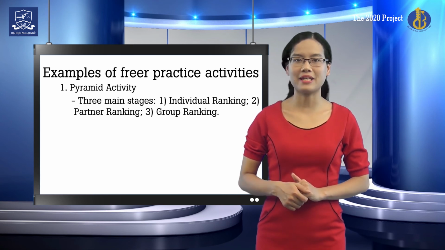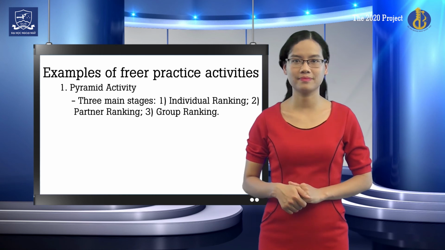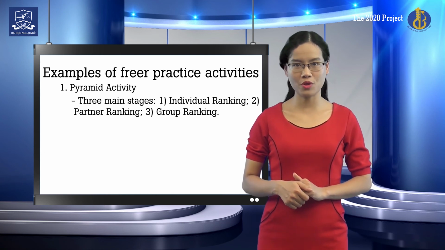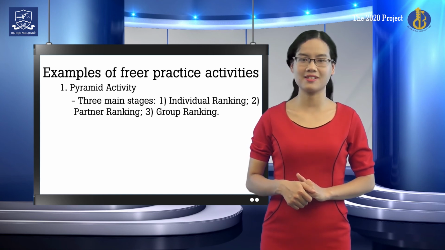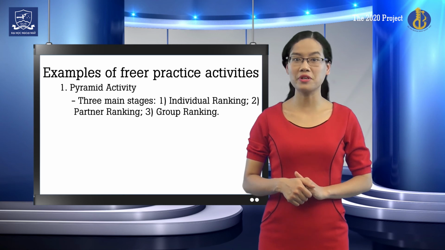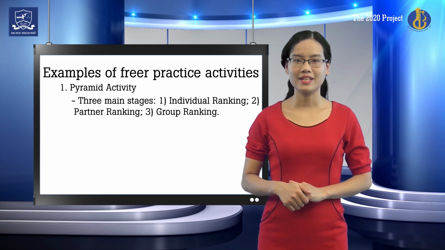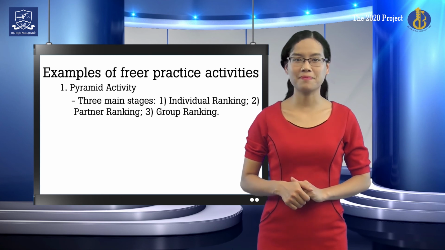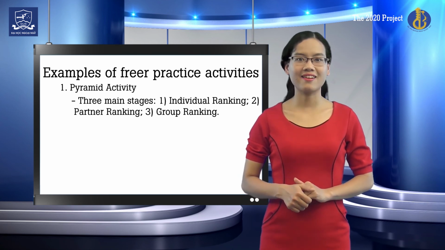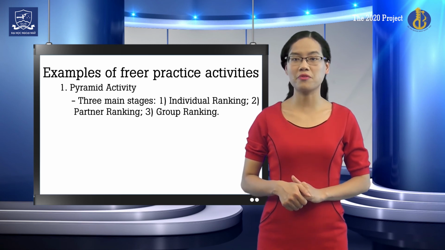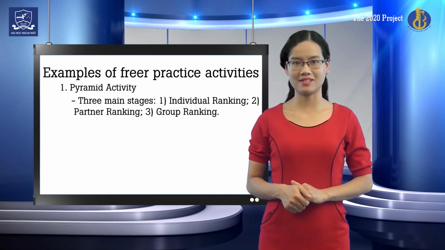The second step is partner ranking. With partners, students have to come up with one mutual list. So, the students have to come to an agreement. Step 3. Group ranking. After the partner ranking, split the class into larger groups where the students will have to agree on one common list.